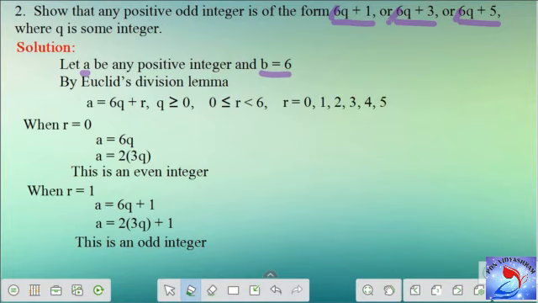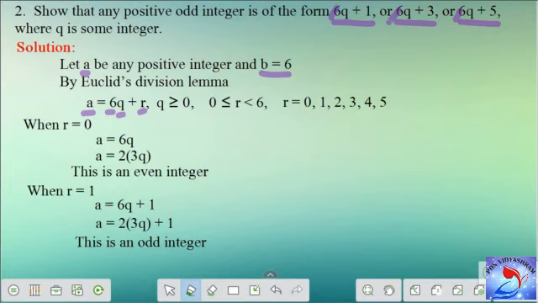Now as per Euclid's division lemma, we will be able to write a as a equal to 6q plus r. That is, a is the dividend, 6 is the divisor, q is the quotient whereas r is the remainder. So if we have any two positive integers, we will be able to write the bigger number in terms of the other number, that is the divisor, quotient and then the remainder. Of course, the quotient should also be a positive integer.